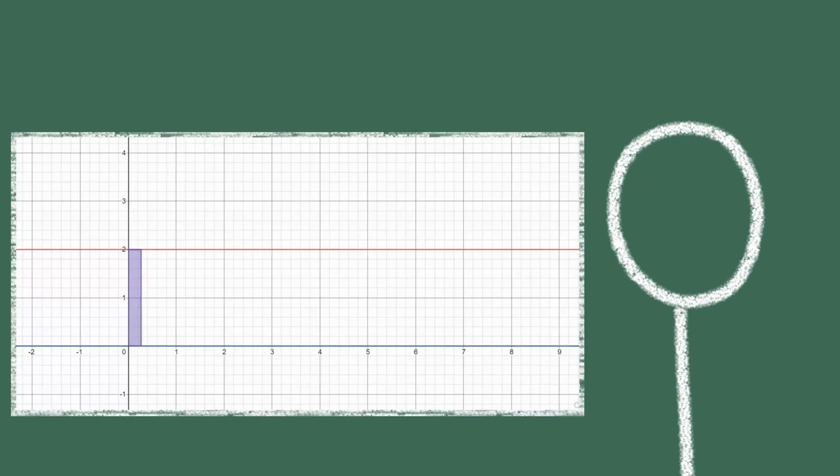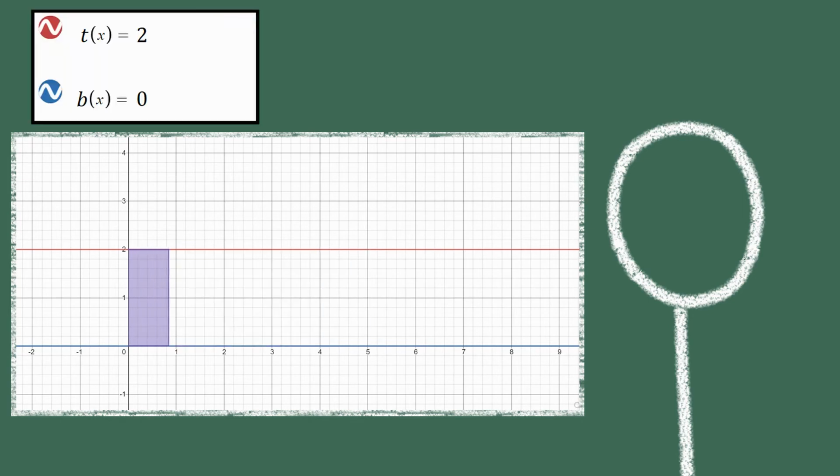In the case that our chalk was just a fixed length of 2 inches, we would have that t of x equals the constant 2 and b of x equals the constant 0, so that t of x minus b of x equals 2.